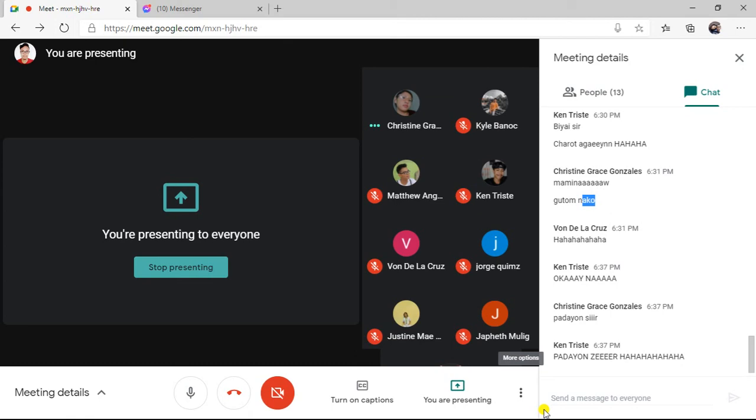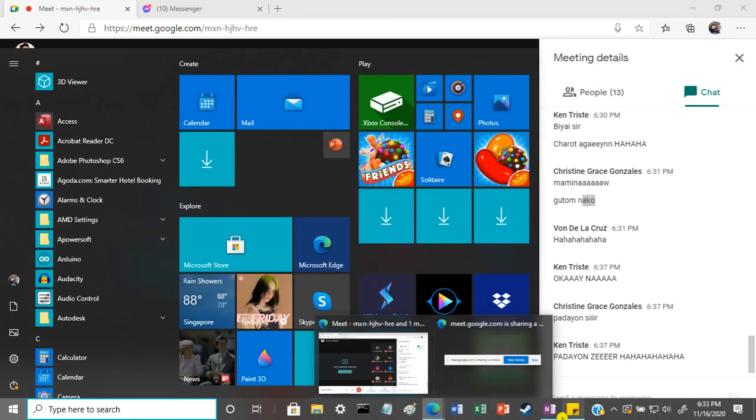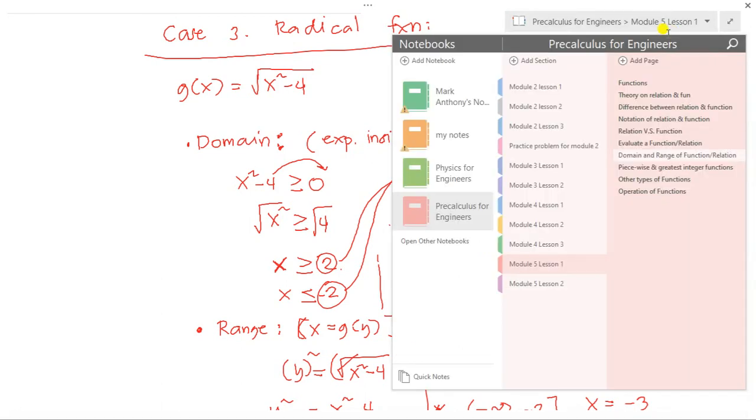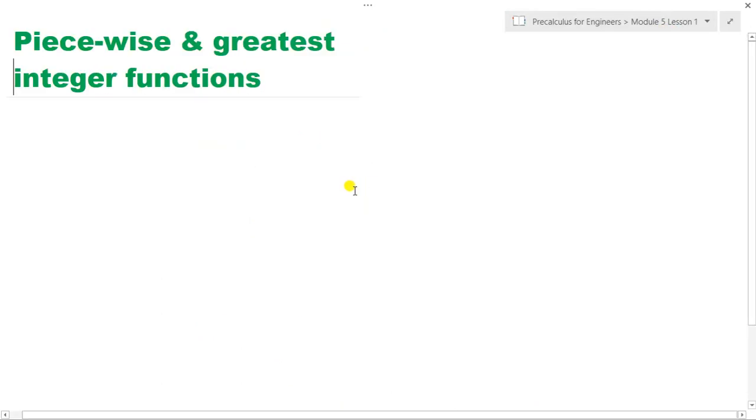Actually, ang remaining kay Piecewise na lang. Naa mo'y idea sa Piecewise? Actually, sige, para di na mo magutom, ako na lang i-record ang Piecewise o ang greatest integer function.